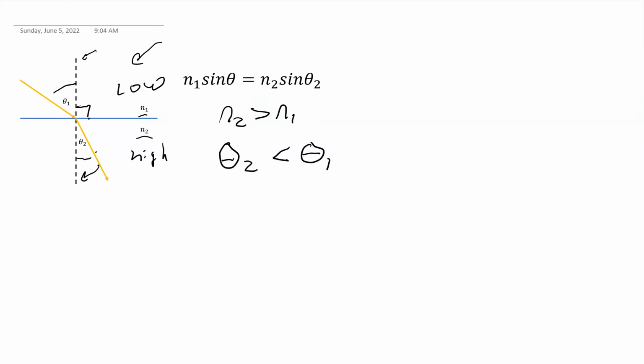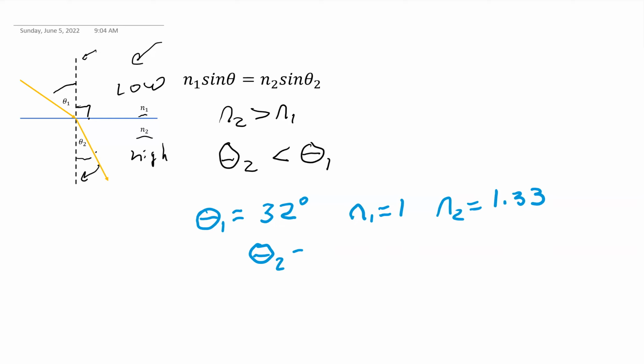Okay, so how do you apply this to a problem? Well, I might say something like light comes in with an initial angle of 32 degrees, and it starts out in air, which has an index of refraction of 1, and it goes into water, say, which has an index of refraction of 1.33. Okay, so this would be given to you in some paragraph or something, and then, well, what do you do with it? Well, what you do is typically you find theta 2. How much does the light bend? Okay, so how do you do that?